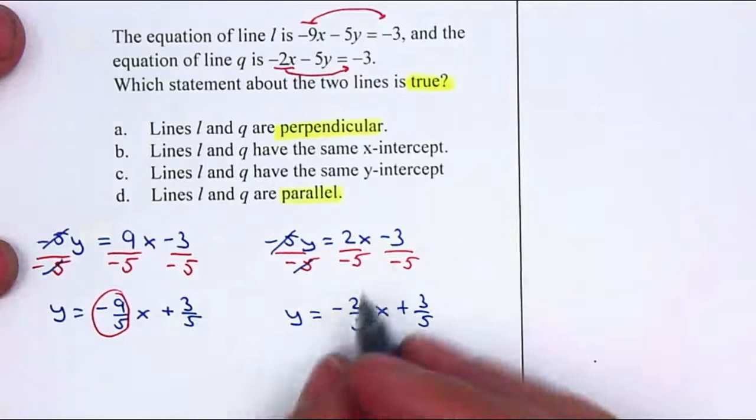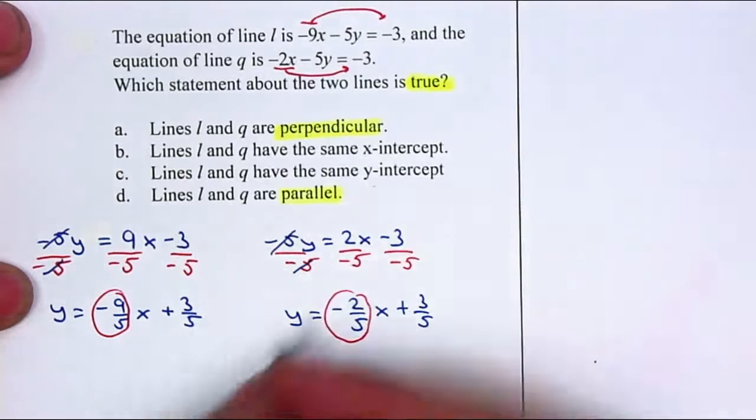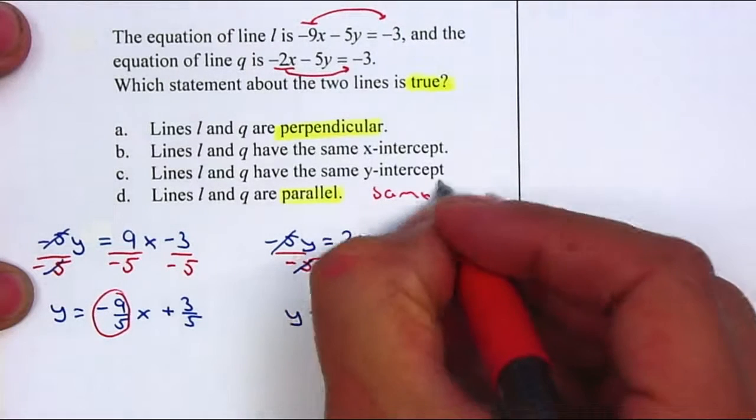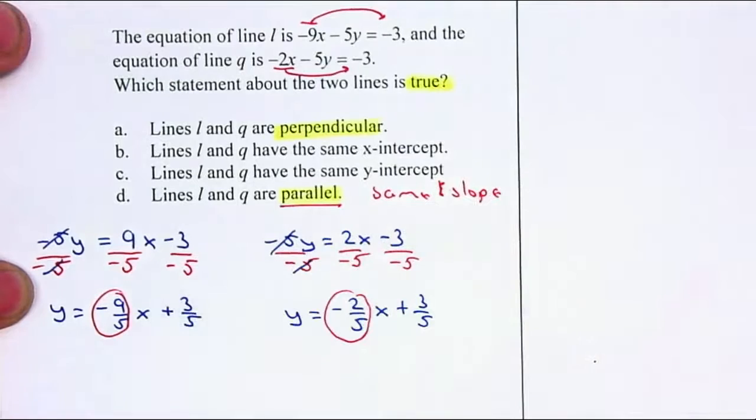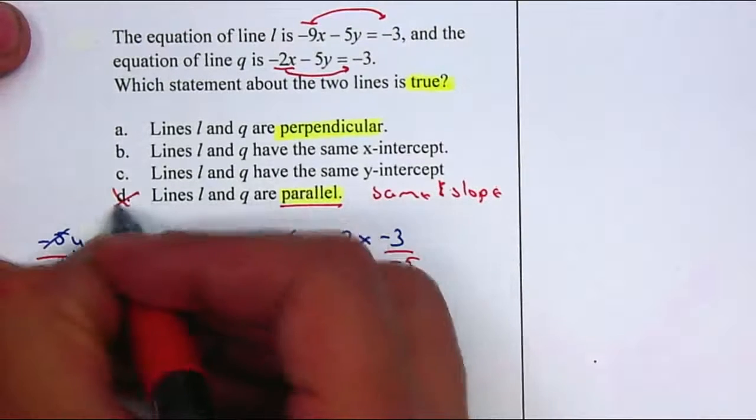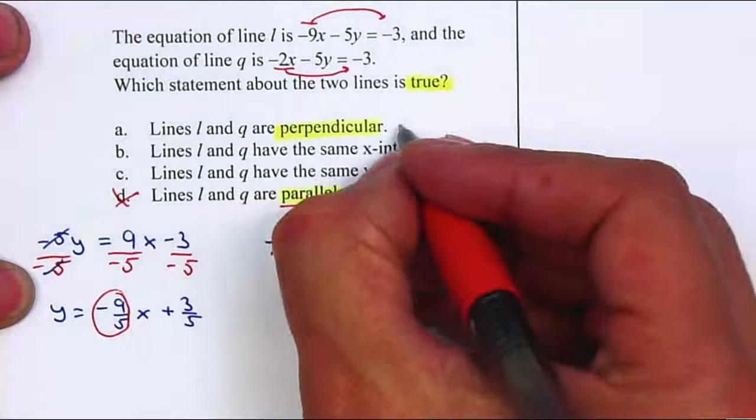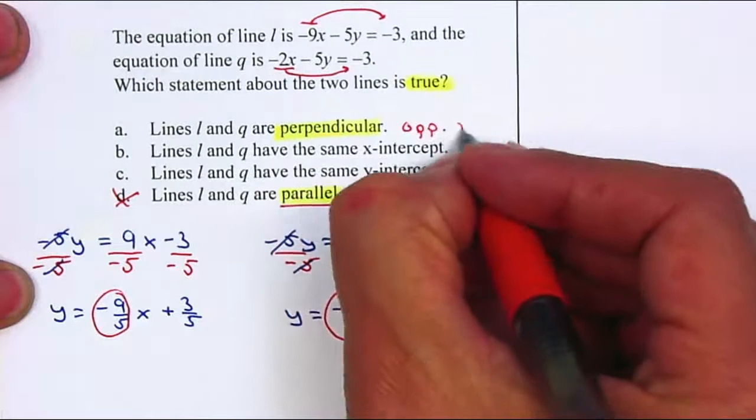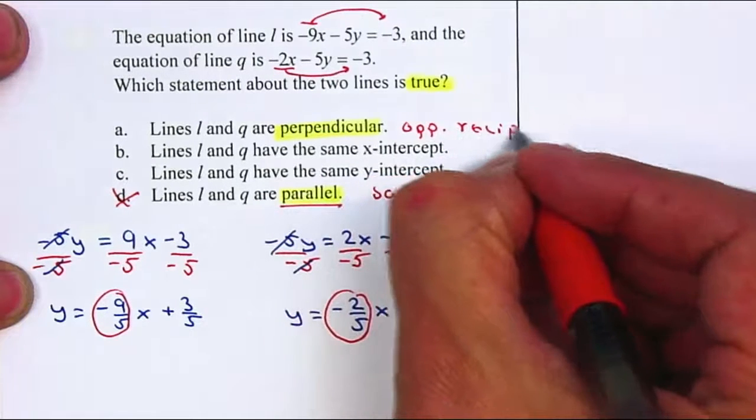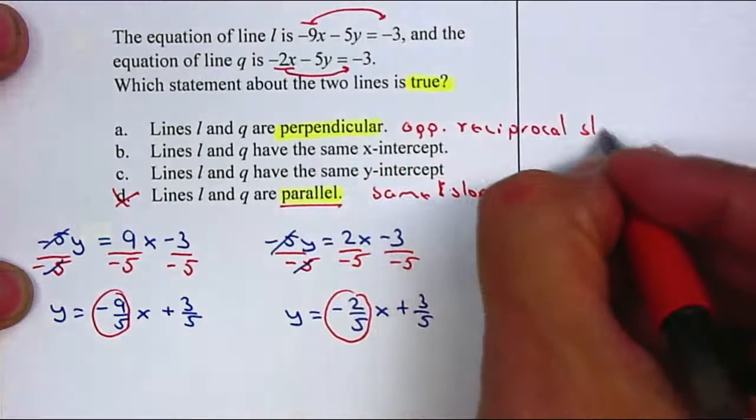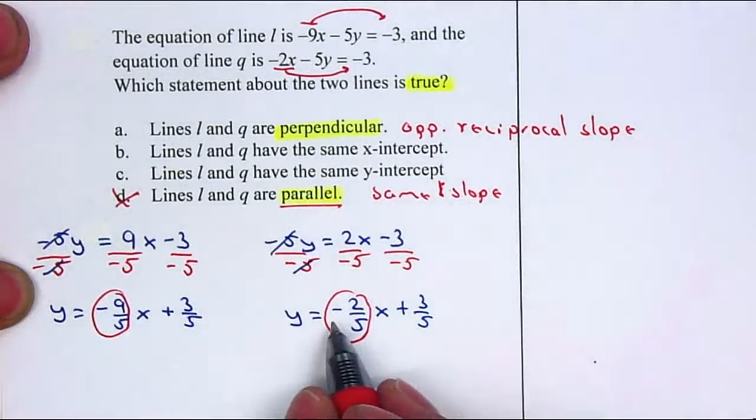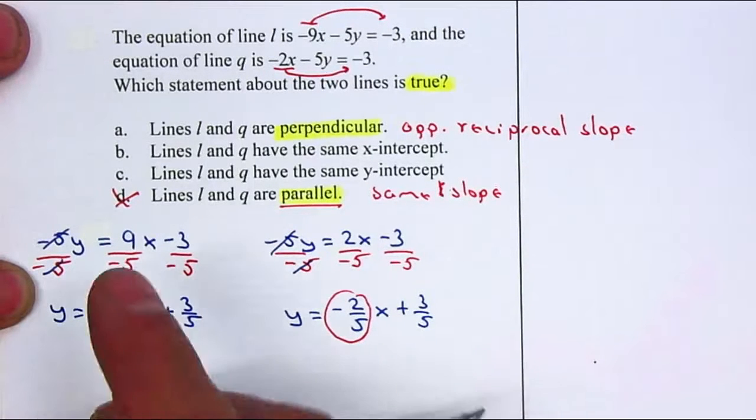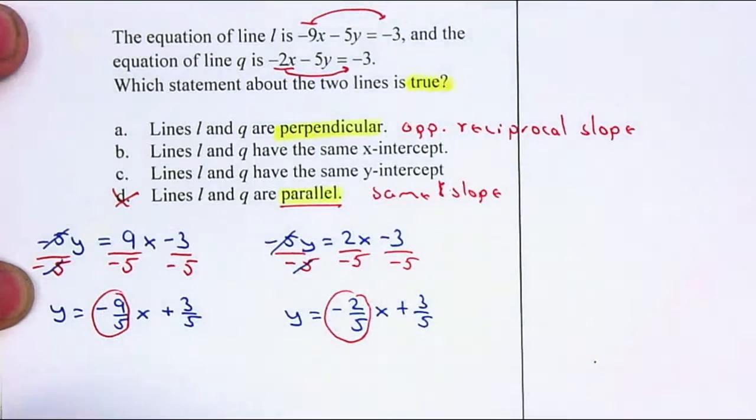Are the slopes the same? If the slopes are the same, then they'll be parallel. Are the slopes the same? No. For perpendicular, they have to be the opposite and then the reciprocal slope. So, no, they're both negative, so that will not make it perpendicular. And the reciprocal, are they reciprocals of each other? No.